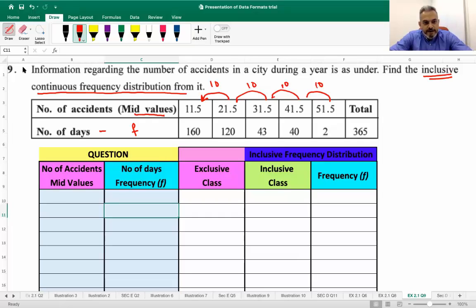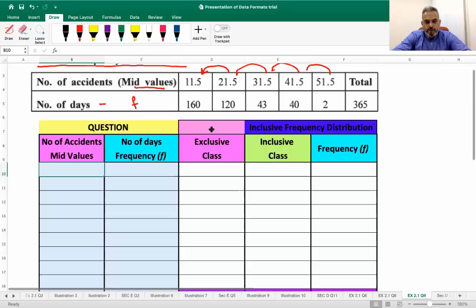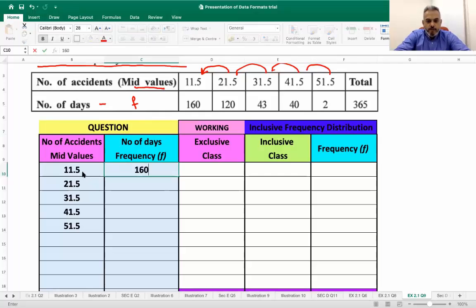Now, let's write the question, and similarly make a format for the answer also. 41.5, 51.5. Frequency 160, 120, 43, 42.